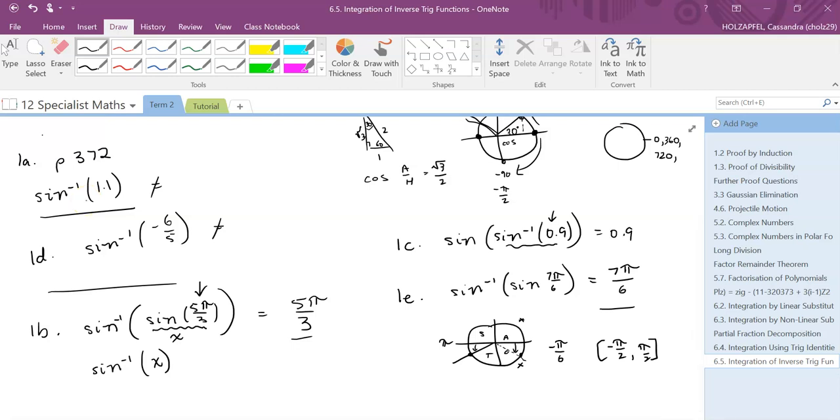Okay, so a lot of your questions in your textbook are actually pretty similar to that. So I'm just going to stop this video here and I'm going to show you some derivatives using inverse sine functions, and then we'll move on, and then I will show you some integrals of some sine functions.